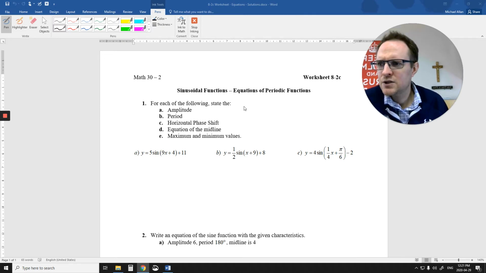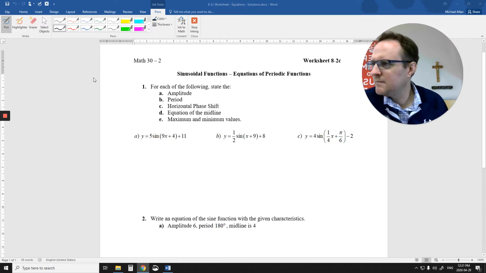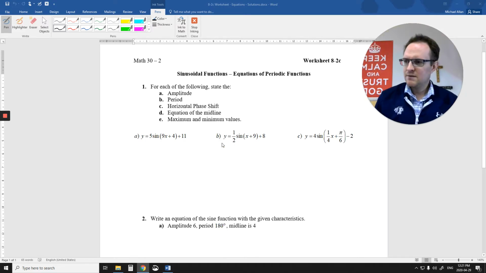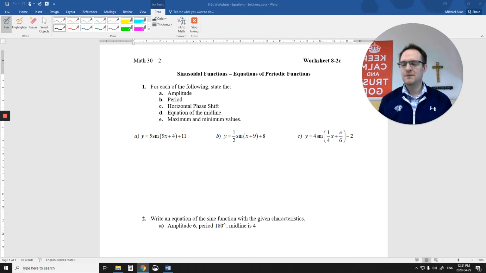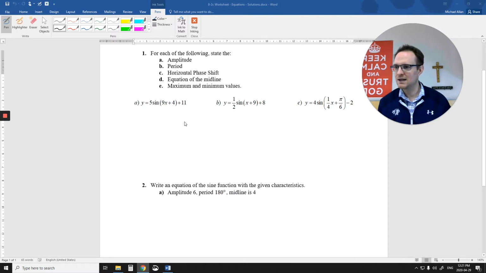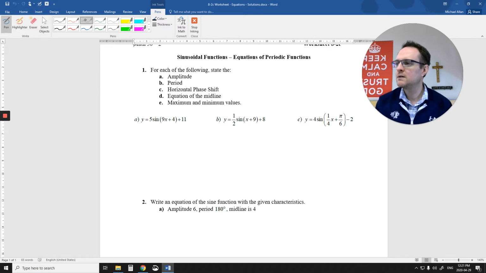Hey, Math 30-2, so second last worksheet of this chapter. We're just going to determine a few things: the amplitude and the period. Now this time on this sheet, we're going to do the horizontal phase shift, the equation of the midline, and the min and max values at the same time. Okay, so let me get a good pen color here for this one.